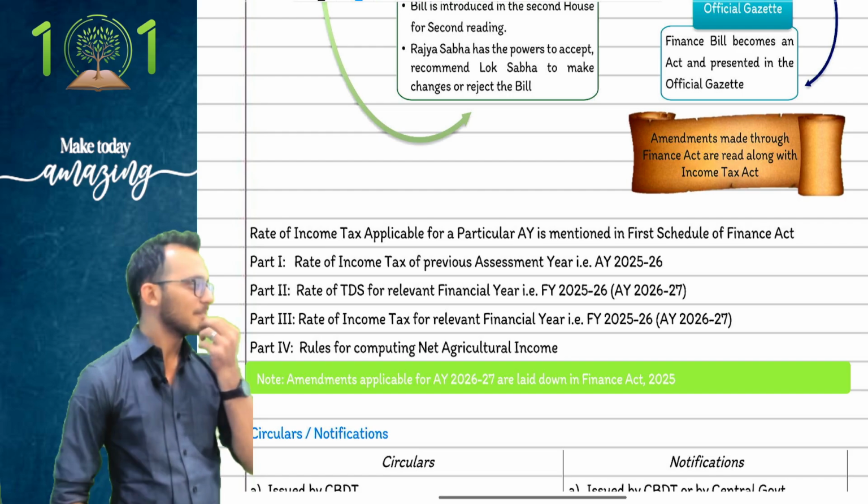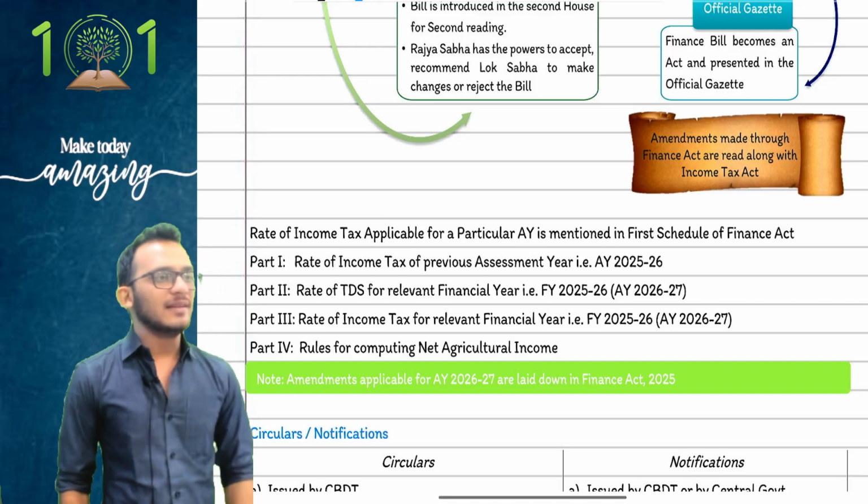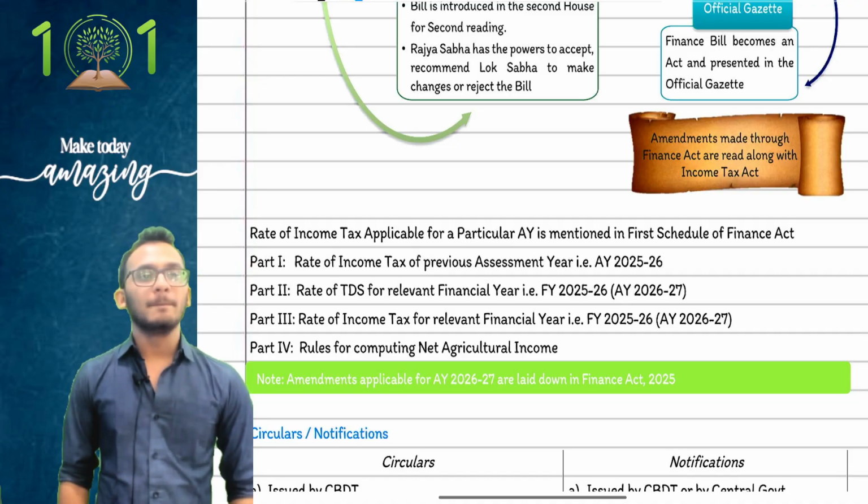Every first budget, 1st of February, every 1st February, you'll have a new Finance Act mandatory for you given to you. Whether it has amendments or not is a different conversation, but you will have a Finance Act given to you. Are we clear? Yes, good.